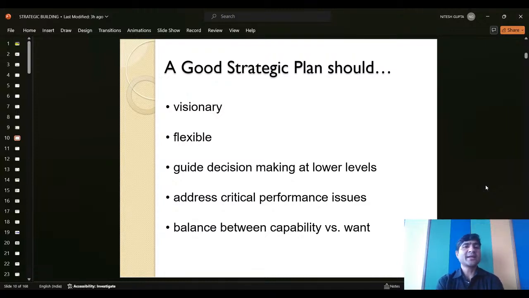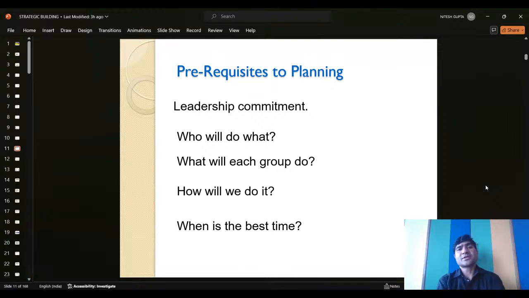So a good strategic plan should have the right vision, it should have flexibility, it should have guiding decisions at the lowest level possible, and it should address the critical performance issues. It should have a balance between capability and the wants of the organization. Now, what are the prerequisites to planning? There are certain prerequisites. For example, leadership commitment. Who will do what? You will have to focus on the distribution of the job. What will be my role in the strategic plan, and what will be the role of all those stakeholders who are a part of the strategic plan.